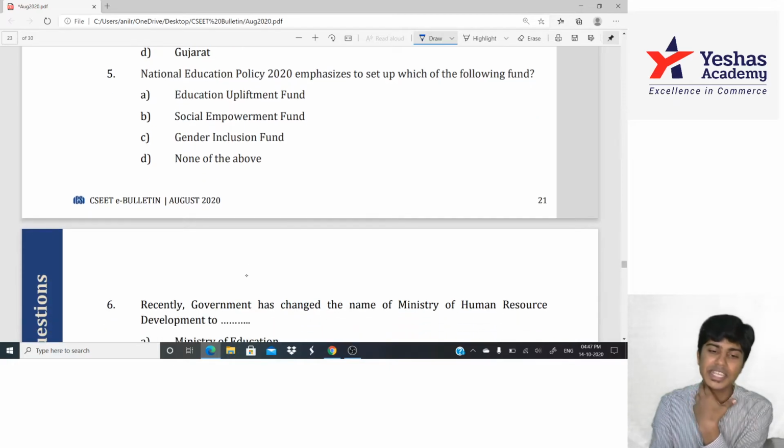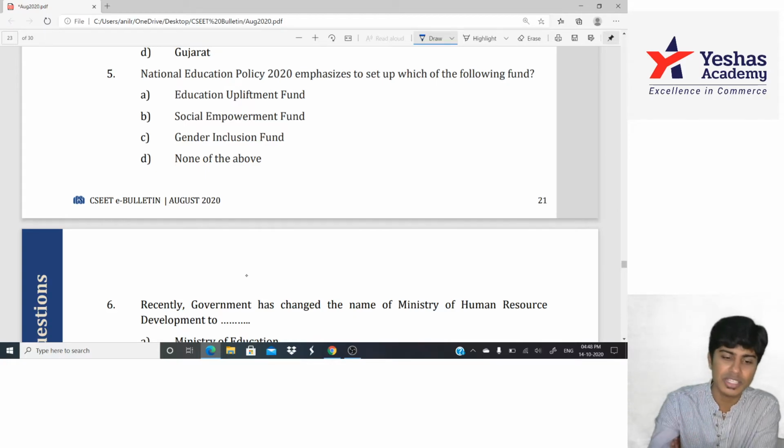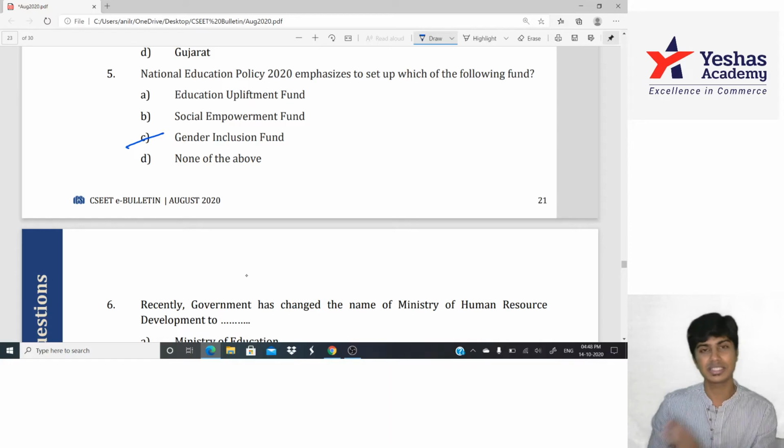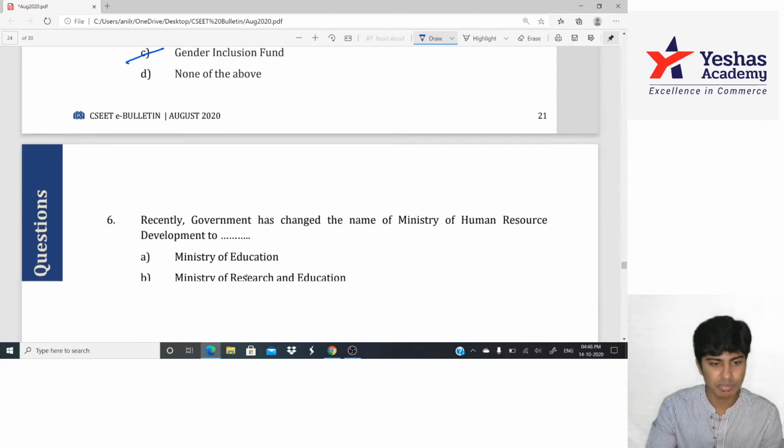Next one, National Educational Policy 2020 emphasizes setting up which of the following funds. I did mention this when we were discussing the National Educational Policy. To bring in gender equality, there's something called the Gender Inclusion Fund that's going to be set up, which will ensure that a certain amount of money is dedicated exclusively to ensure that there is no gender discrimination in education. There are equal opportunities for men, women, and transgender people. That's the fifth question.